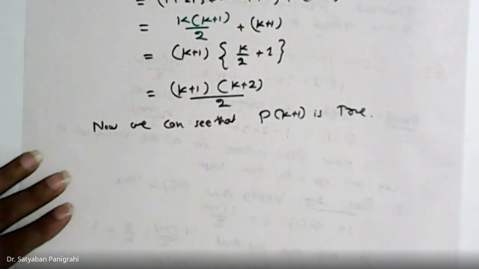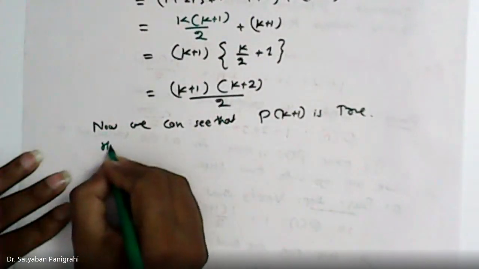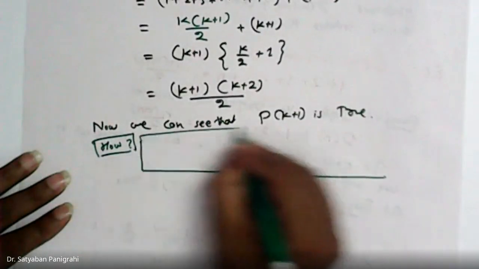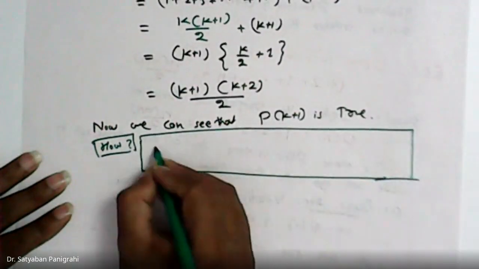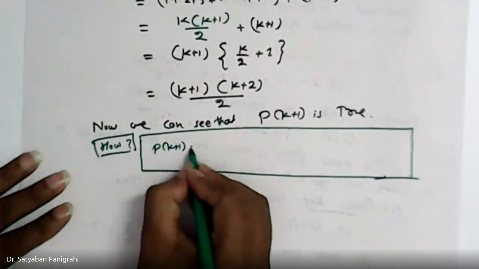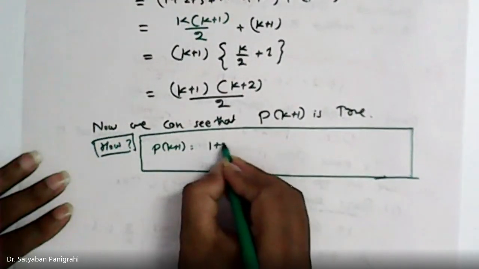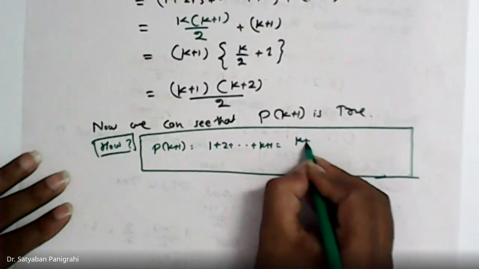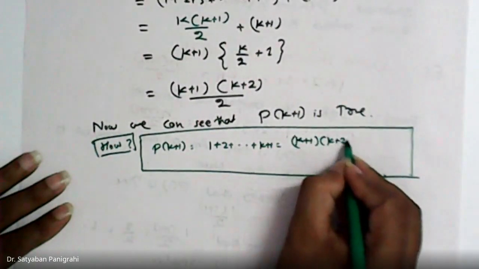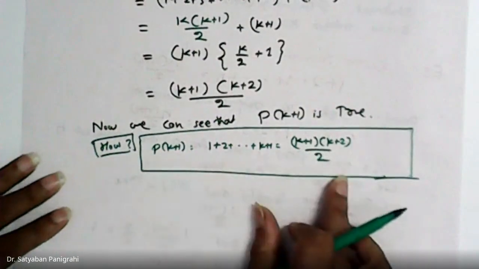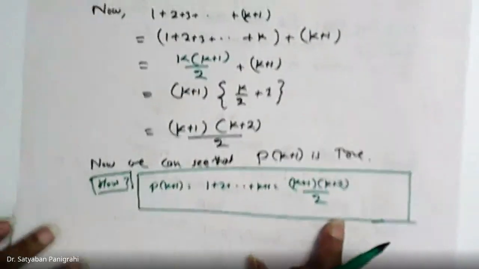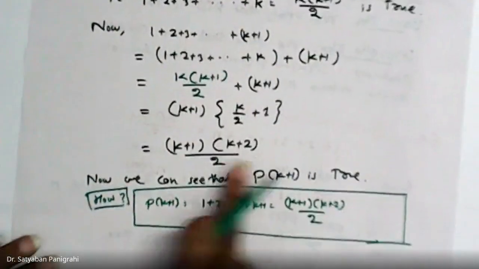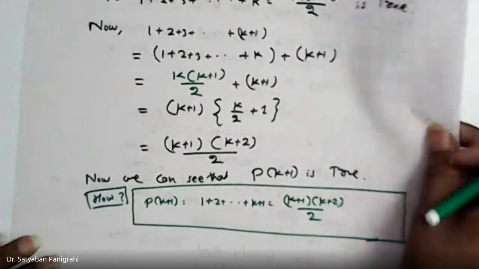Now we can see that Pk plus 1 is true. How can we say that Pk plus 1 is true? Look here. What can you say about the Pk plus 1 statement? Pk plus 1 statement is nothing but 1 plus 2 plus up to k plus 1. That will give n into n plus 1, that is k plus 1 into k plus 2 divided by 2. This is the Pk plus 1 statement. Now you can see that 1 plus 2 plus 3 to k plus 1 is getting this much. Hence, we can see that Pk plus 1 is true.